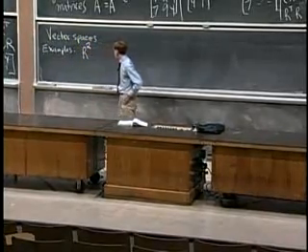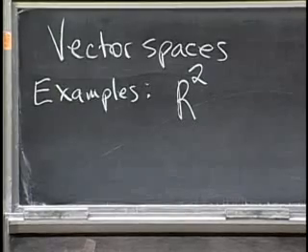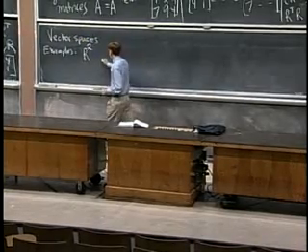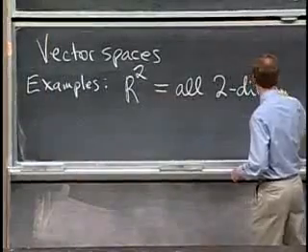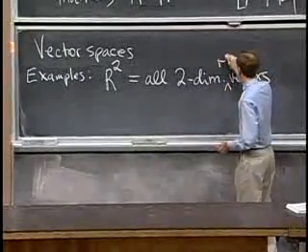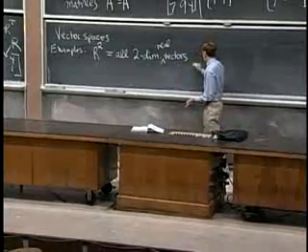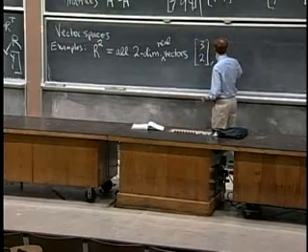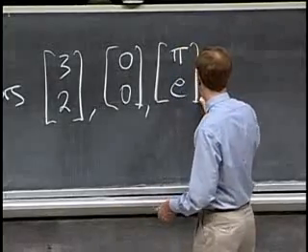So there's a vector space. What's that vector space? R2 is telling me I'm talking about real numbers, and I'm talking about two real numbers. So this is all two-dimensional vectors, real, such as, well, I'm not going to be able to list them all, but let me put a few down. 3, 2. 0, 0. Pi, e. So on.